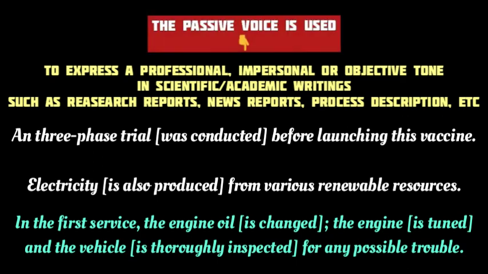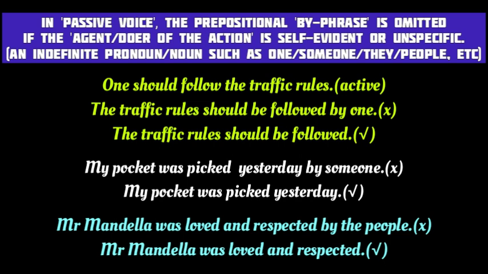any possible trouble. As I said earlier, the passive voice is used when the receiver of the action is given more importance than its doer or performer, and the doer or the agent of the action is mentioned in the prepositional by phrase at the end of the sentence. However, in most passive constructions, the by phrase is omitted. This is so particularly when the agent or doer of the action is self-evident or unspecific.